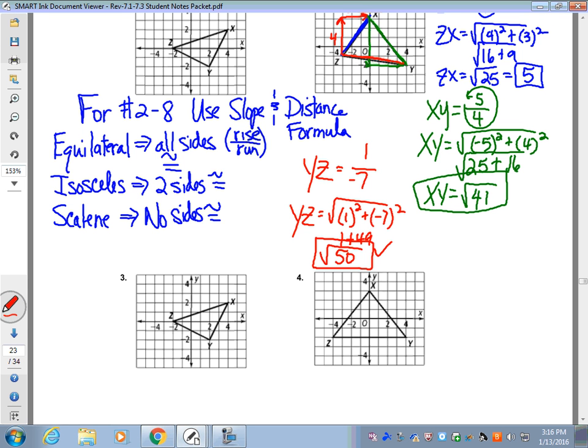All 3 sides are what? No. Opposite how? They're not opposite. They're unequal. They're not equal, yeah. They're all unequal. They're not congruent. They're not the same number. So what type of triangle is this? Scalene. So you write scalene.